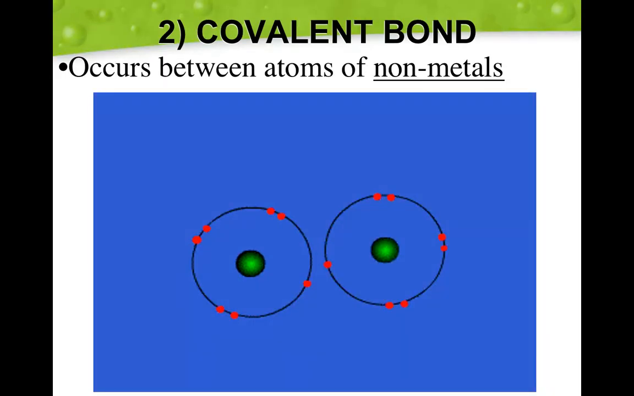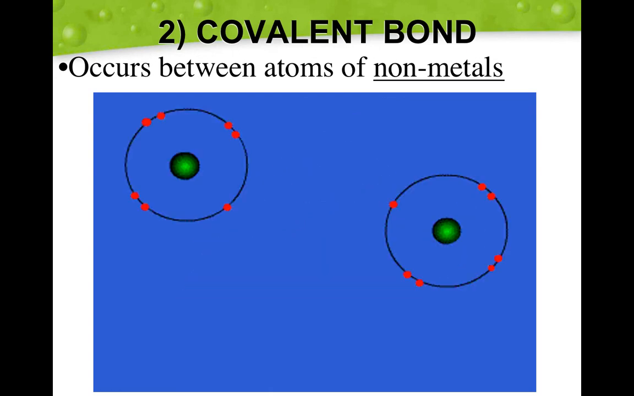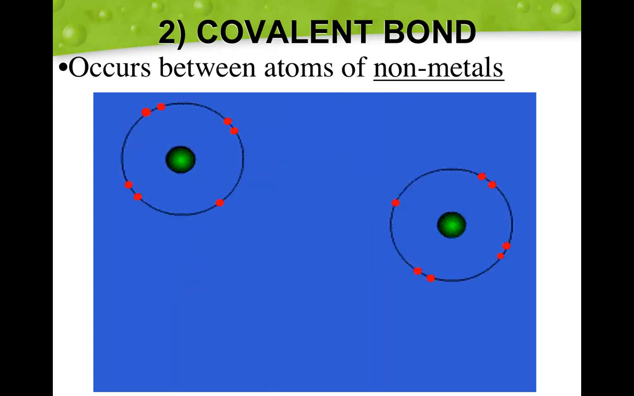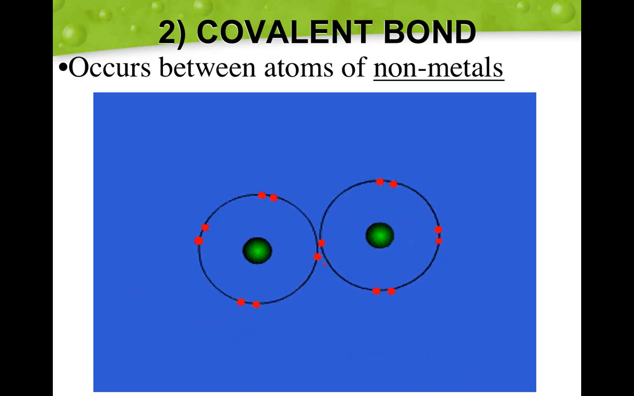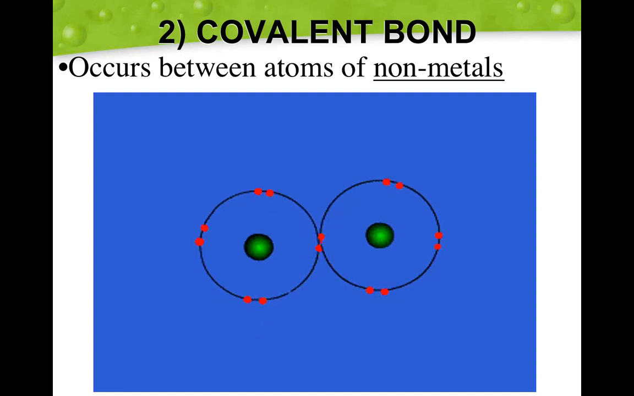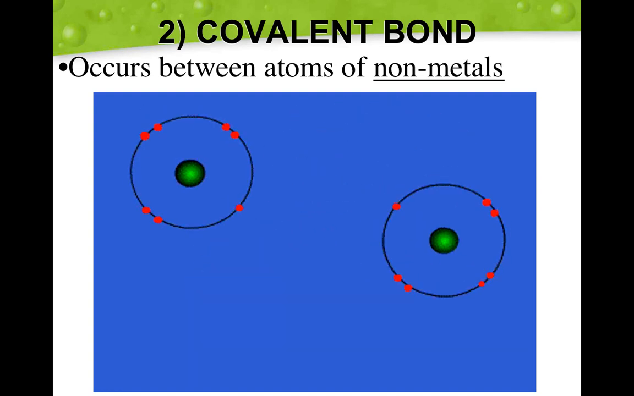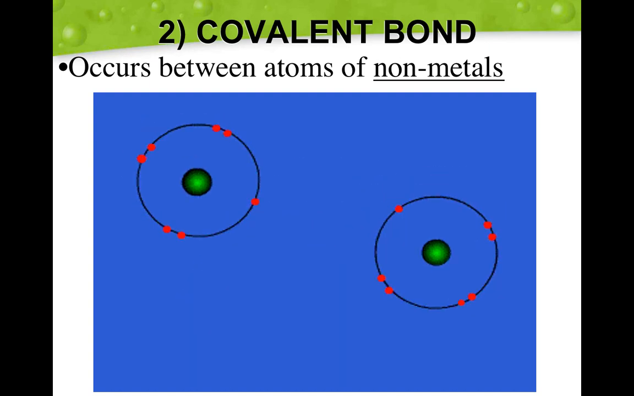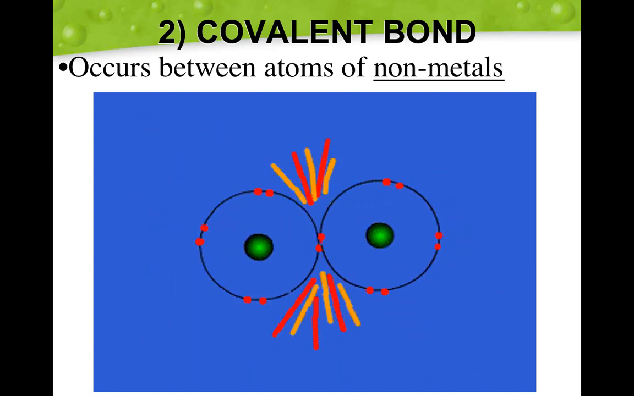Okay, now I said this earlier, this only occurs between nonmetals. I'm not going to go into the reasons for this, but basically nonmetals have one or two missing electrons. They need one or two more. So in order for two nonmetals to make a bond, they each have to share them because neither one wants to give them up.